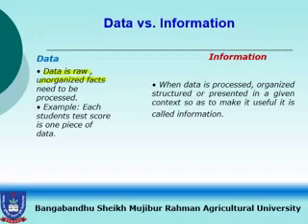And then information: as we already mentioned, information is processed data. After processing data, it represents information. That means when data is organized, structured, or presented in a given context so as to make it useful, it is called information.